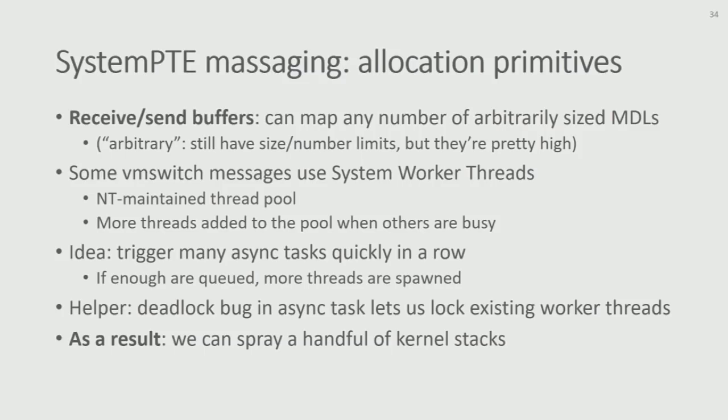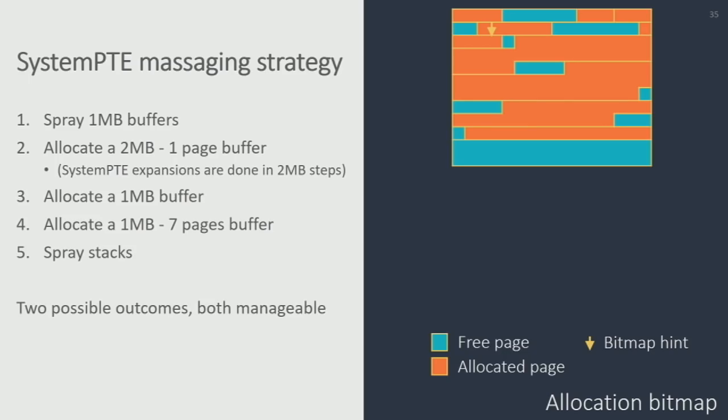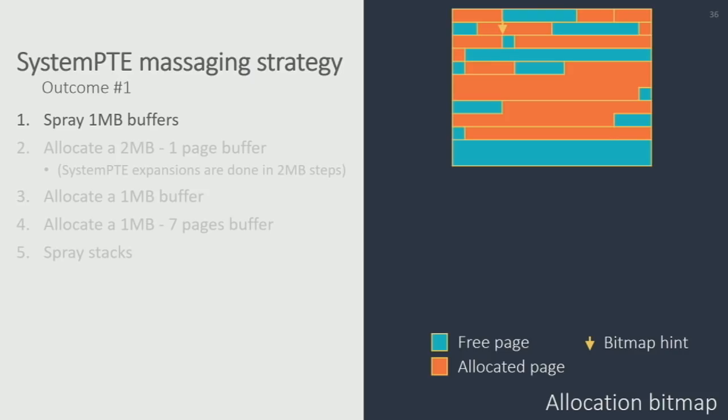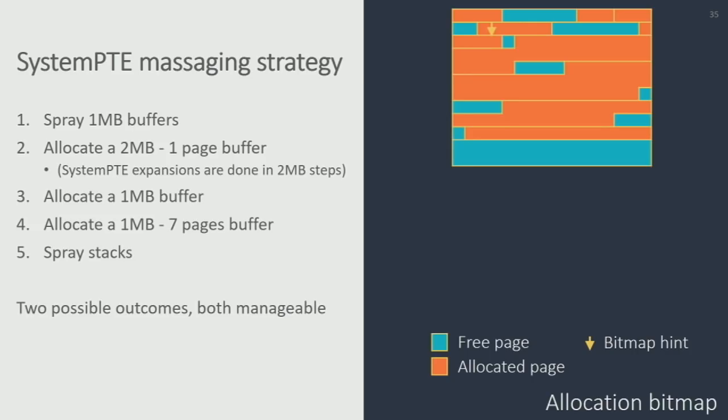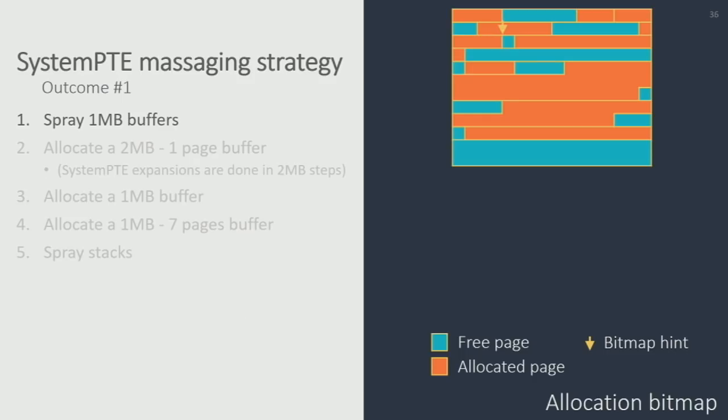thread stacks. Ideally, we really only want to have to spawn a single one. And so that's where we have to go into how to massage the heap, the kernel system PT region. And basically, just have these five steps that just work. The idea being, first we want to spray 1 megabyte blocks. We do that in order to fill in these gaps to make sure that our later allocations will not be going all the way up in there.